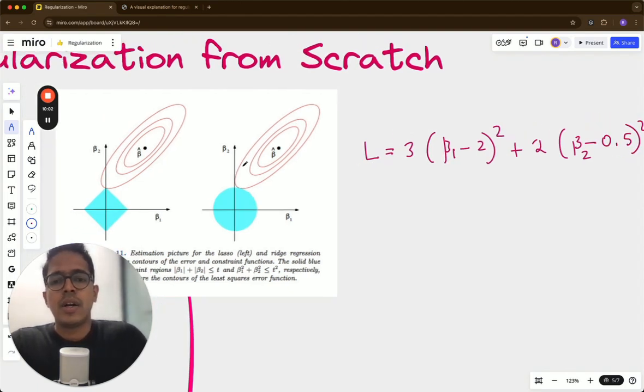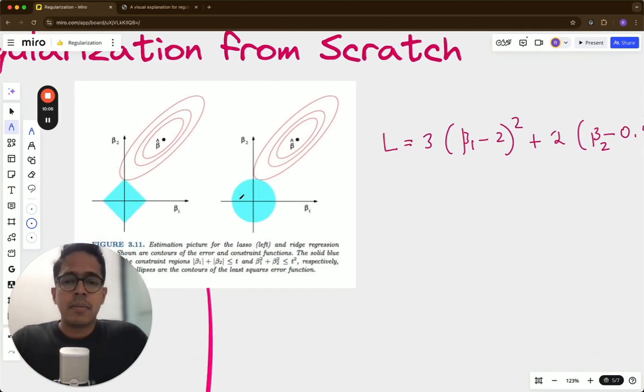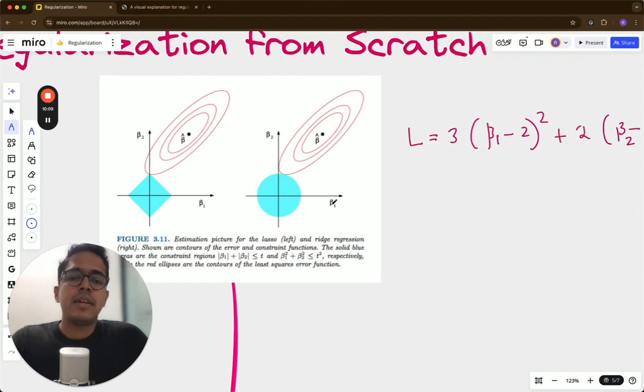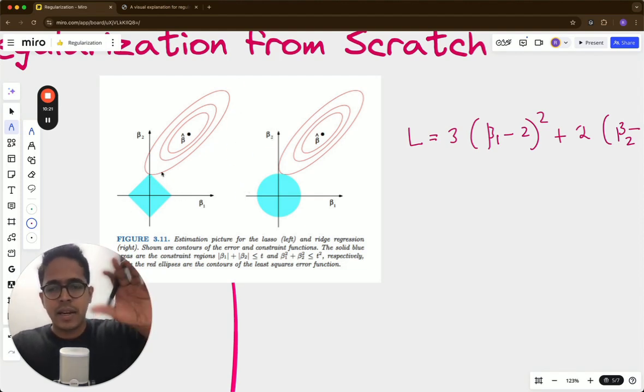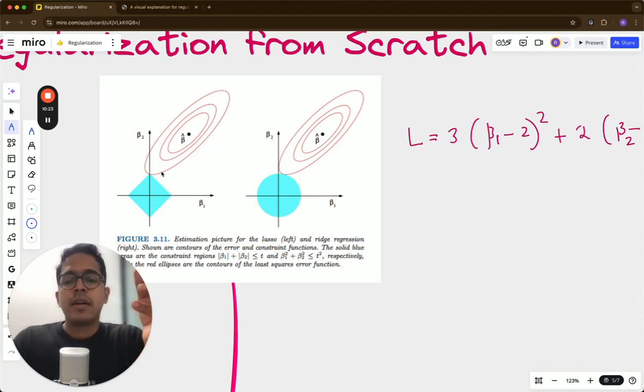So now you can draw isocontours of this. And what this circle signifies is the boundary of the circle is where beta 1 square plus beta 2 square is equal to whatever is the square of the radius. And that is where a ridge regression penalty term has one constant value, the boundary of the circle. Here, the boundary of this diamond shape, which is like a tilted cube, is where modulus of beta 1 plus modulus of beta 2 has a constant value.